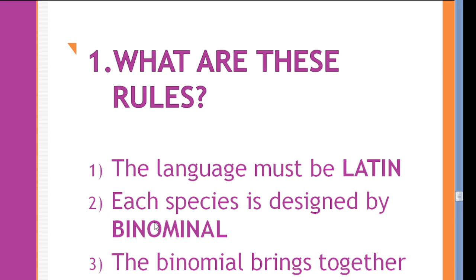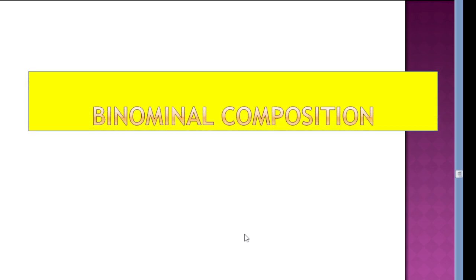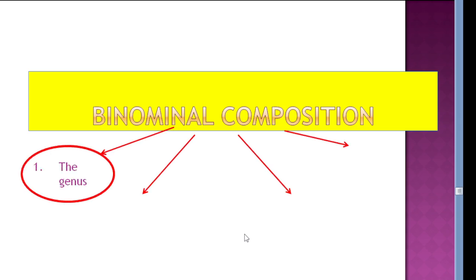Okay? Donc, chaque être vivant doit avoir un binôme, en français, binomial in English, et ce binôme-là, il est composé de 4 éléments. So, let's see this binôme, this binomial composition. So, as I said before, it is composed of four important elements. Let's start by the first one.